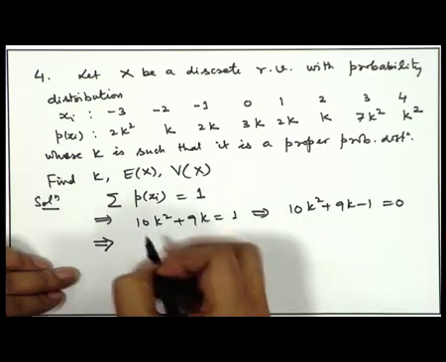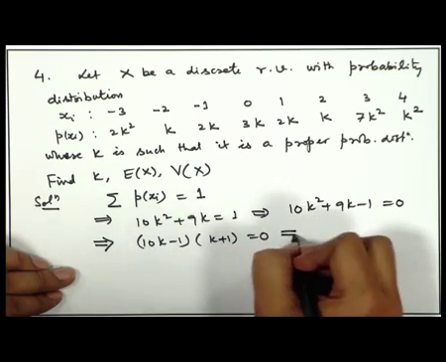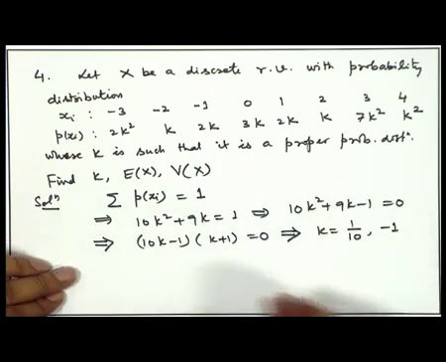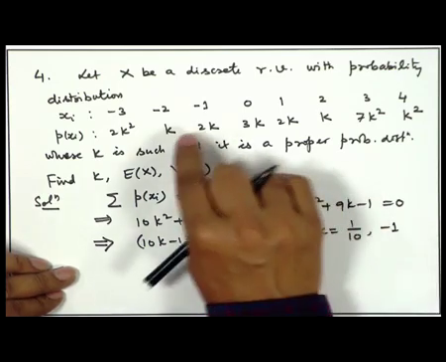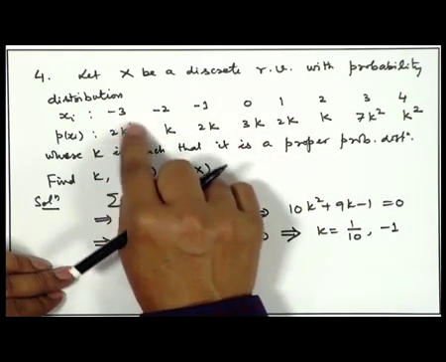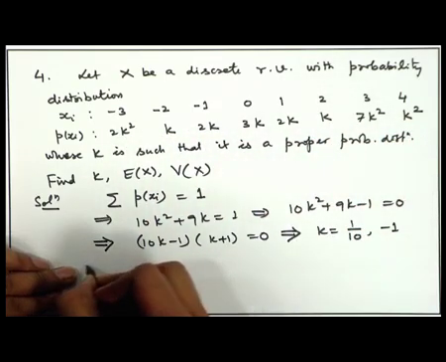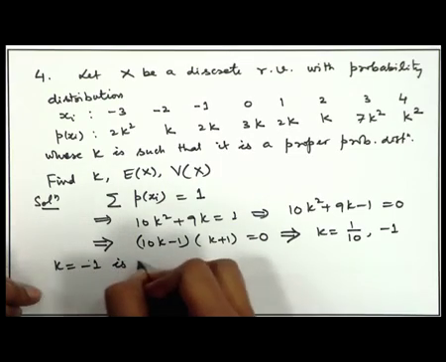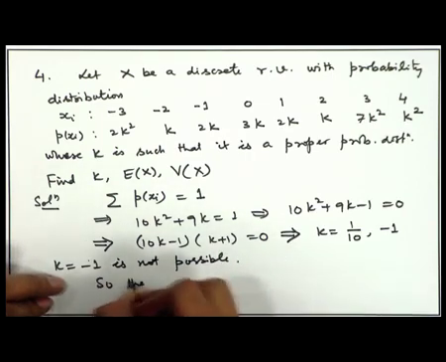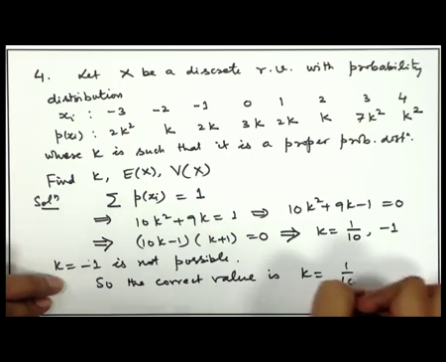which can be expressed as (10k - 1)(k + 1) = 0. Now, this gives you two values, k is equal to 1/10 and -1. But k equal to -1 is not possible, because that will give you some probabilities equal to negative and also the probability greater than 1. For example, this will become 2, this will become -1. So, these cannot be values of the probabilities. So, k equal to -1 is not possible. So, the correct value is k equal to 1/10.